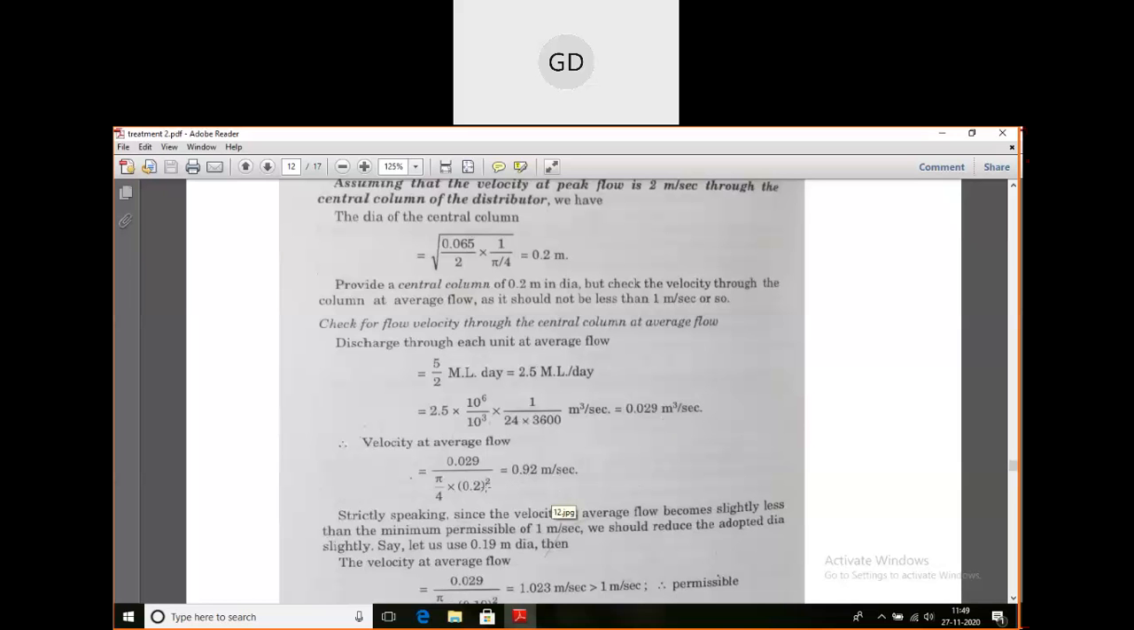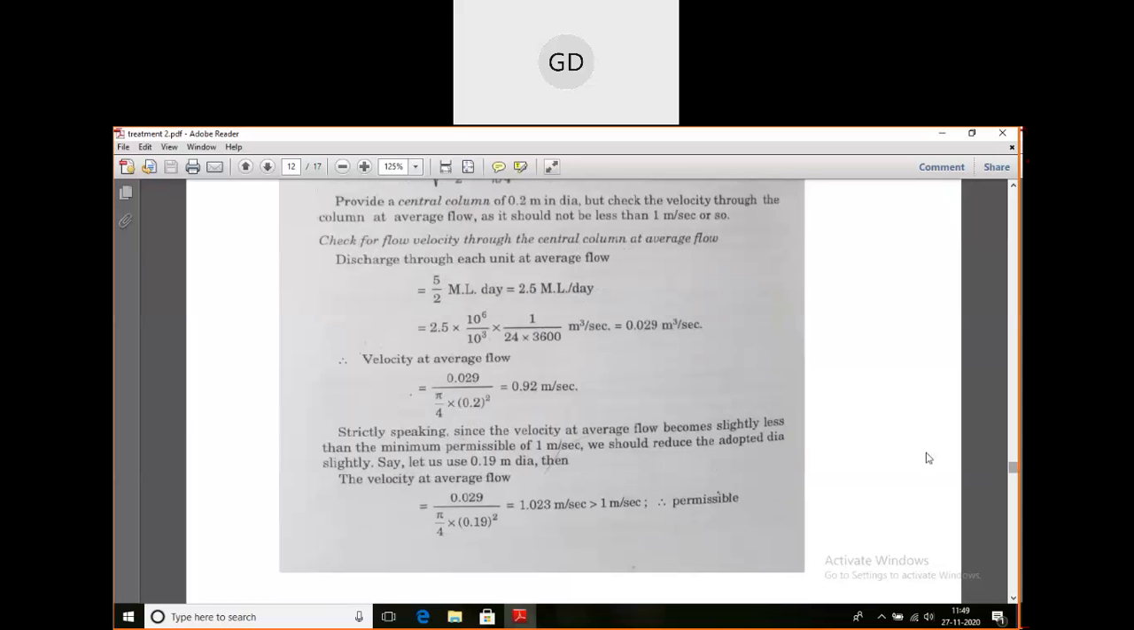It is discharge divided by pi by 4 d square. What is d? It is 0.2, which we just got for the central column. So it is 0.92 meter per second. Now you can see that this 0.92 is less than 1 meter per second, but it is already mentioned that the velocity at average flow should not be less than 1 meter per second. Here it is coming 0.92 meter per second, that means it is less than your required value.